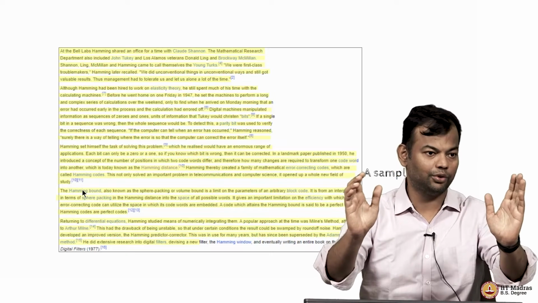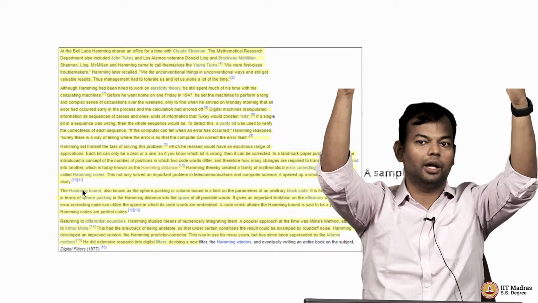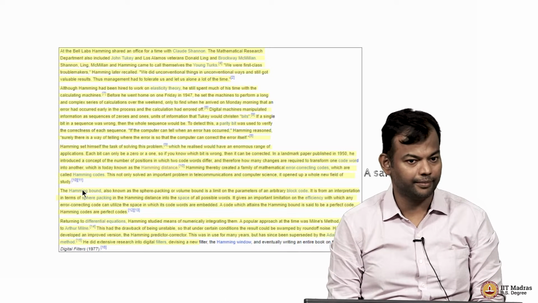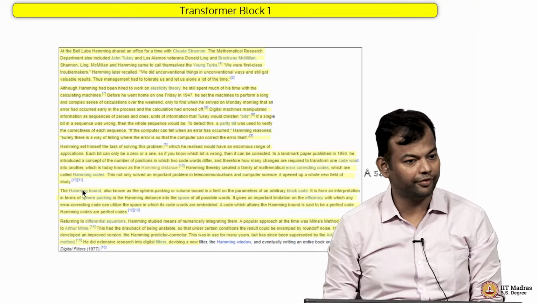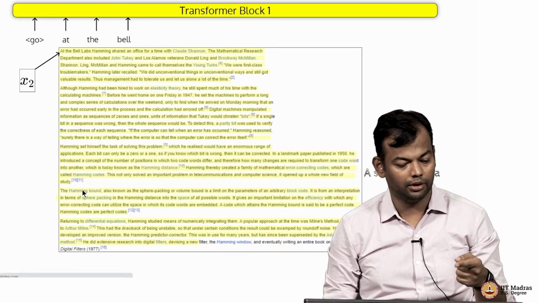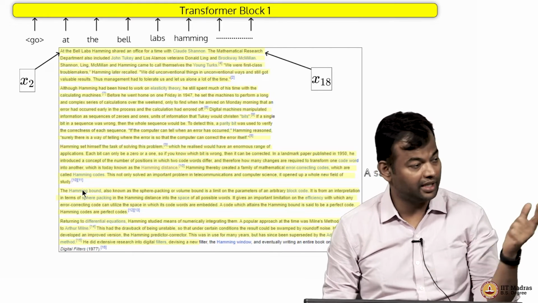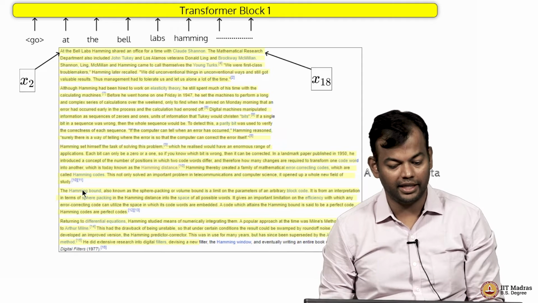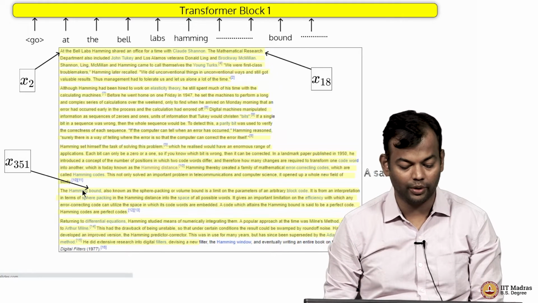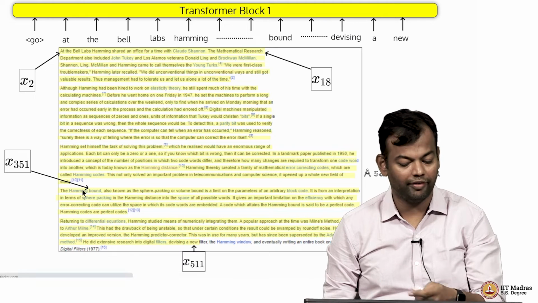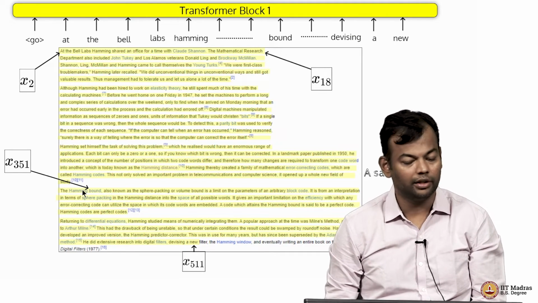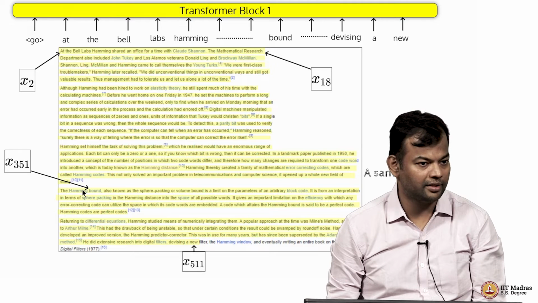So I give this entire thing to the transformer, and at the output, I expect it to predict the probability of the corresponding word. Does that make sense, right? So let's see how that happens. So you have the first transformer block and go at the Bell Labs Hamming. So this is the actual paragraph. This is the 18th token, research. This is the 351st token, and you continue this till you get to the 512th token, or 511 if you're zero numbering. So that's the last token in the 512 sized sequence.